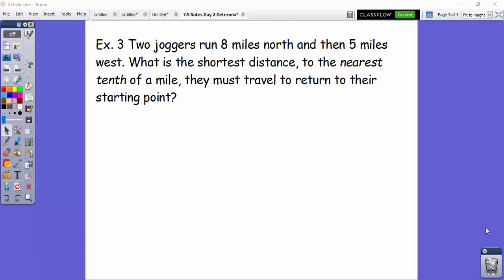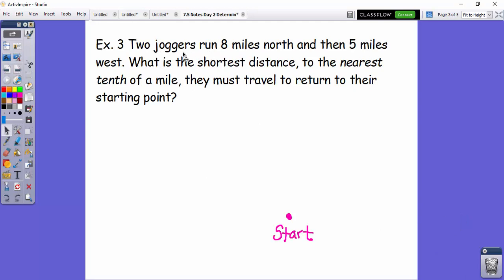For the next example, we're going to have to create our own diagram. So example 3 says, two joggers run 8 miles north and then 5 miles west. What is the shortest distance to the nearest tenth of a mile they must travel to return to their starting point? So if we take a look at what we're working with here, we have two joggers who start off running from somewhere.